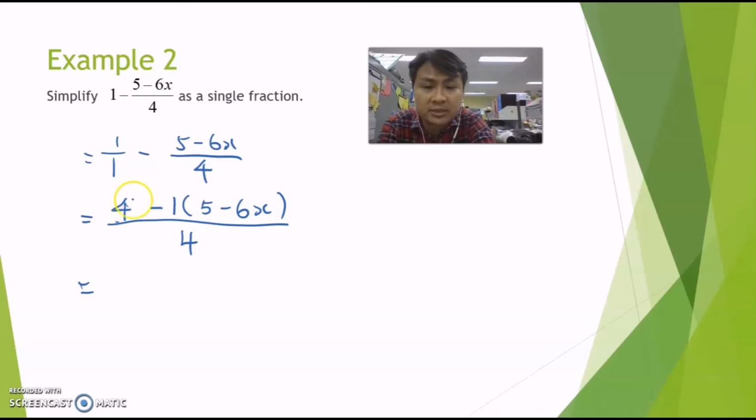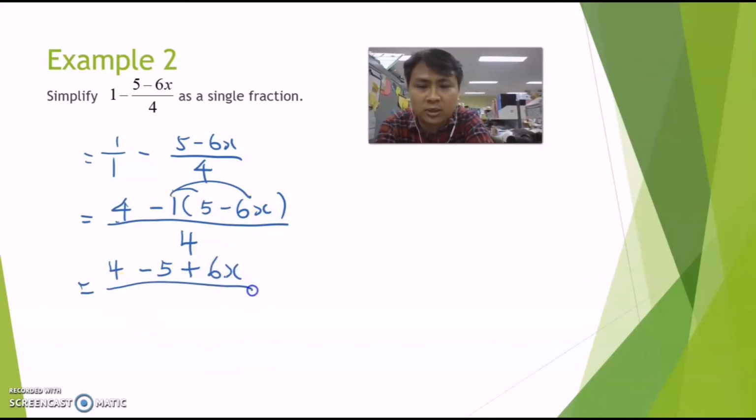So 4 is by itself, we don't need to care about it. Negative 1 is being distributed to 5 as well as negative 6x. Okay. So now we will do a distributive law. So 4 we just copy down. Negative times positive gives us negative. Right? 1 times 5 is 5. Okay. The next step, negative times negative gives us positive. So plus 1 times 6 is 6, and followed by the x. Okay. The whole thing over 4.